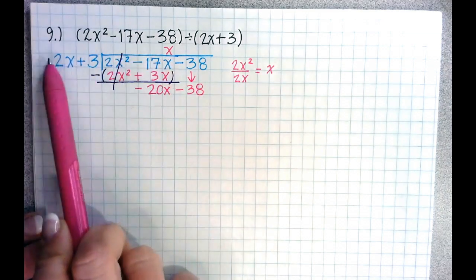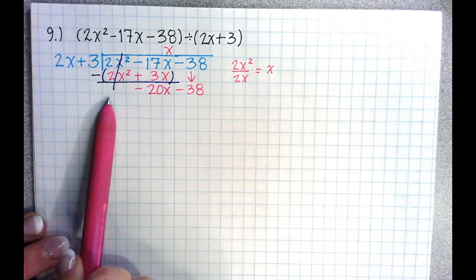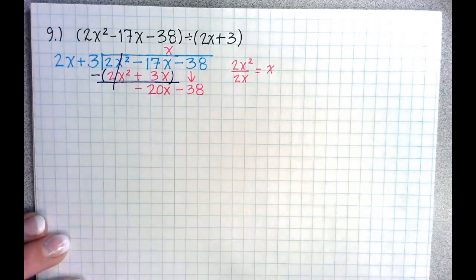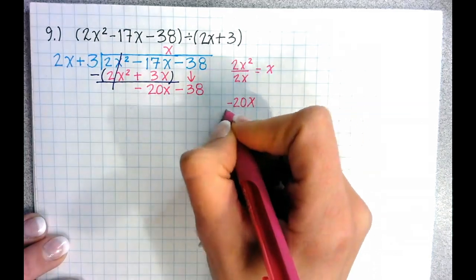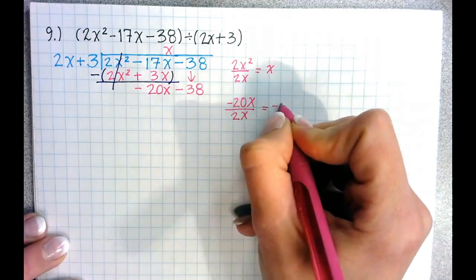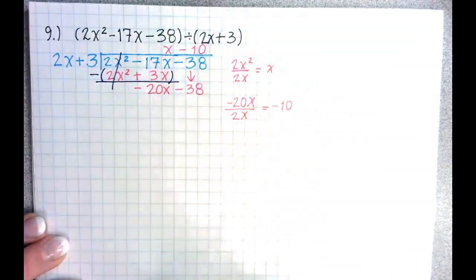So I got x, multiplied it by my divisor, got that. Parentheses, minus sign, underline, cancel. Negative 17 minus positive 3 is negative 20. And I brought down my negative 38. I'm going to pick it up from there. New leading term, negative 20x divided by outer leading term. And that gives me a negative 10 right there. So minus 10, I'm going to write right there.